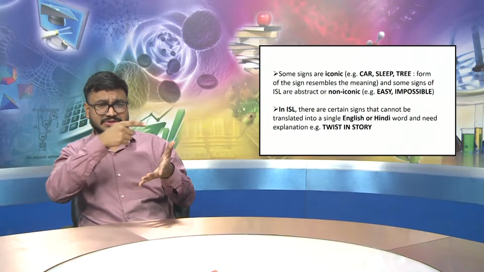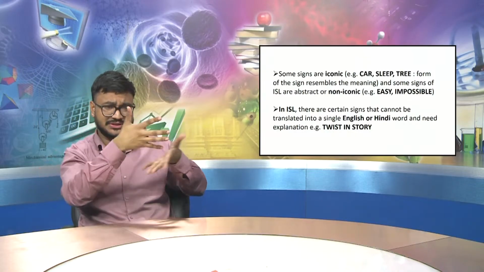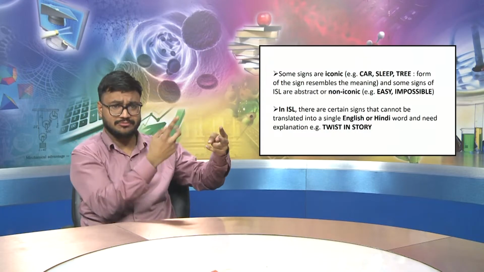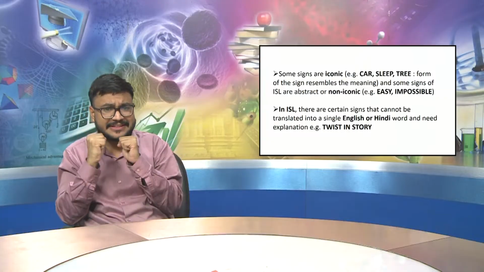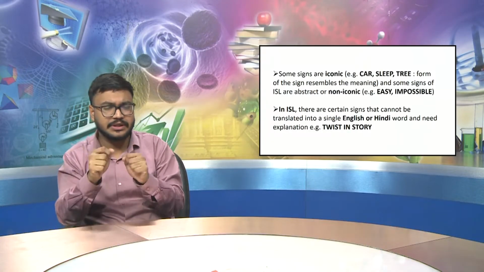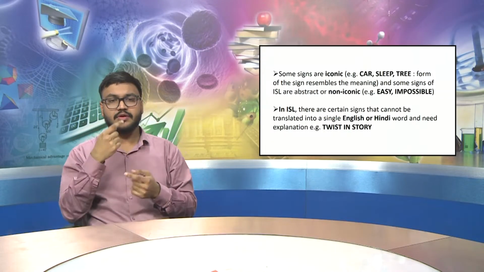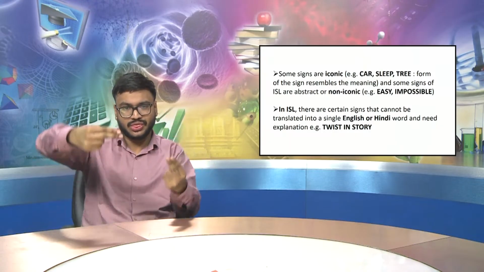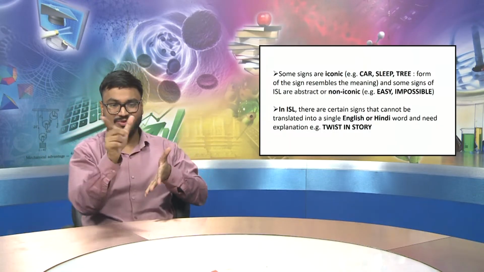In ISL, there are certain signs that cannot be translated into a single English or Hindi word and need explanation. Example, twist in a story.